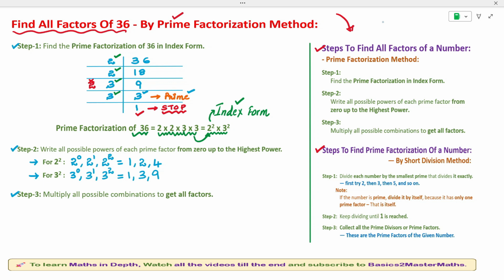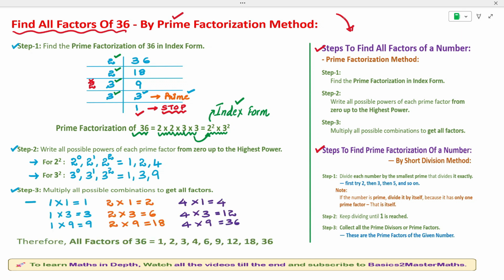Step 3. Multiply all possible combinations to get all factors. Here are all possible combinations. Therefore, all factors of 36 are 1, 3, 9, 2, 6, 18, 4, 12, and 36. Got it?